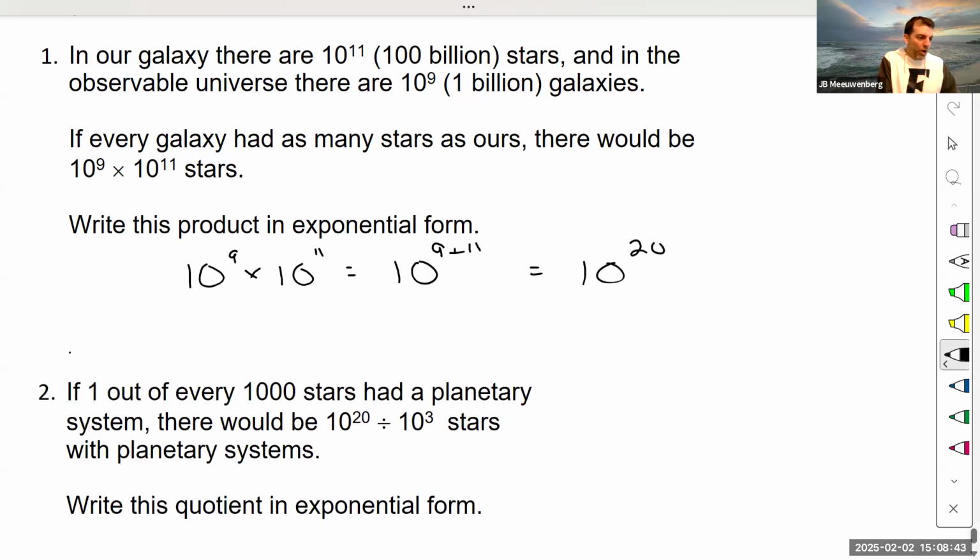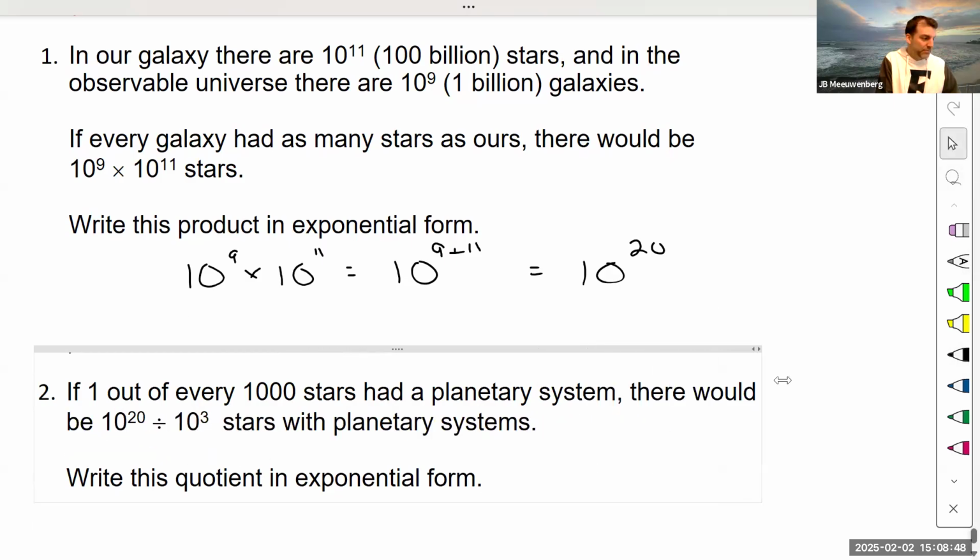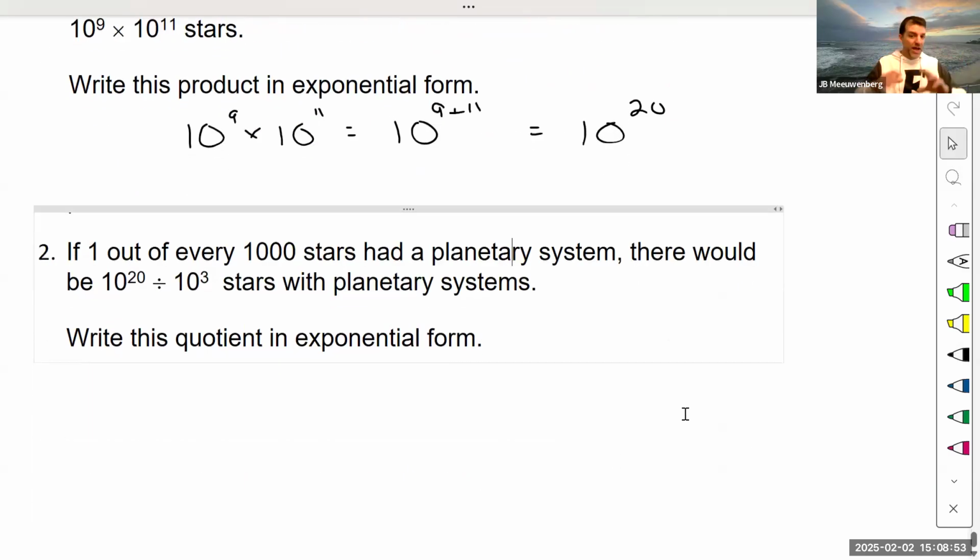Let me just literally extend this writing here. If one out of every 1,000 stars, out of these stars that we just calculated, had a planetary system, like we have around our sun, there would be 10 to the 20th divided by 10 to the third stars that have planetary systems. So write this quotient in exponential form.